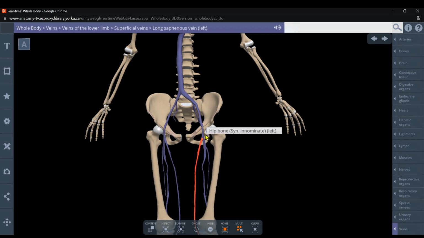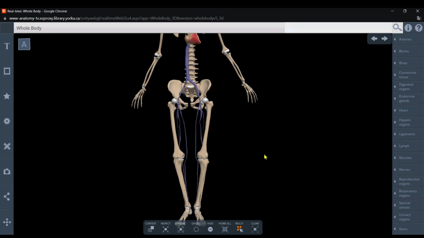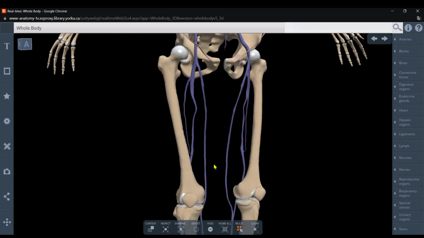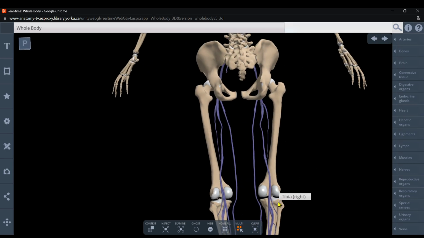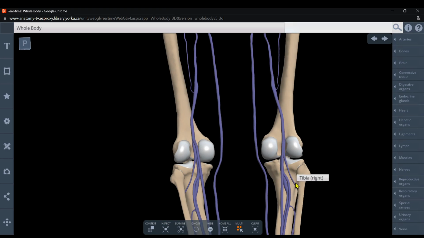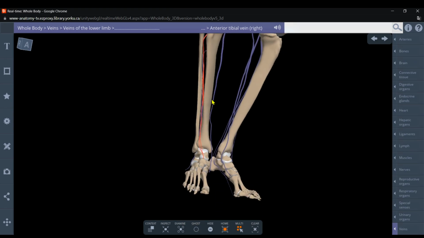And after that, the femoral vein drains into the external iliac vein. The external iliac drains into the common iliac to the inferior vena cava. Okay, so that is the fourth pathway of blood. The fifth one that I would like to talk about is the anterior tibial vein. Okay, and you can actually spot it right here. All right, so let's start from the beginning.